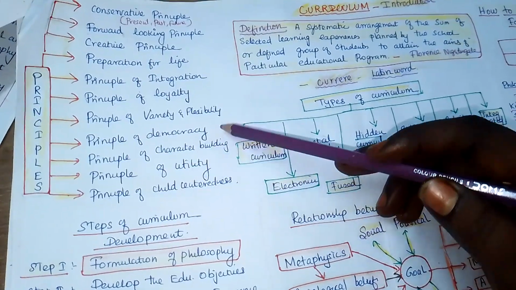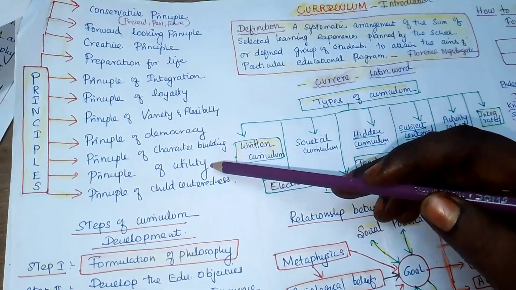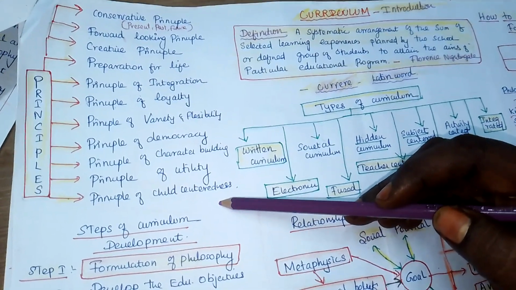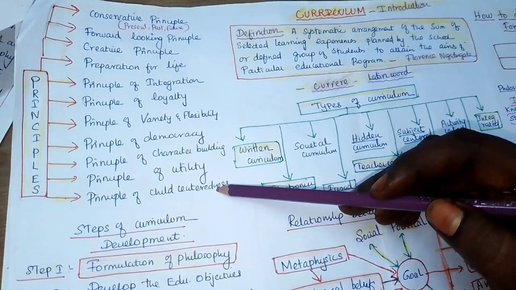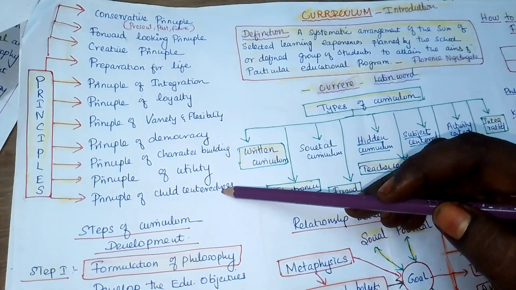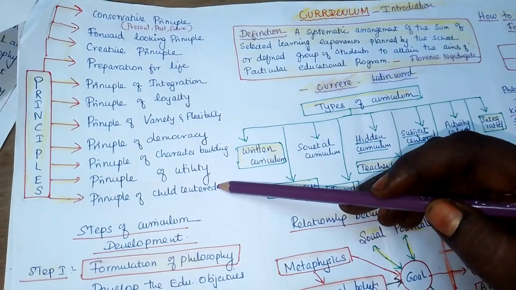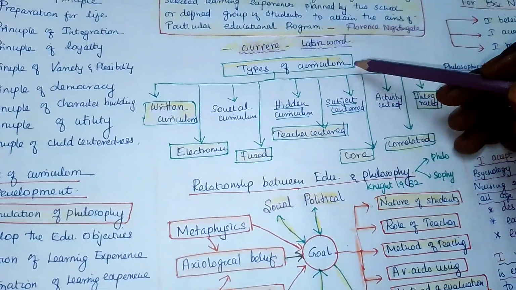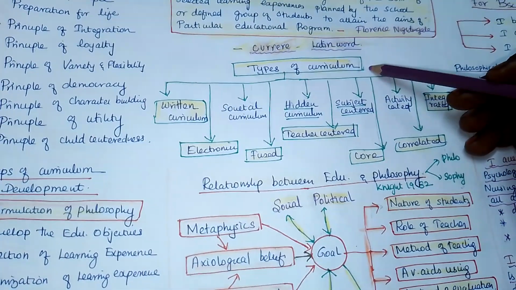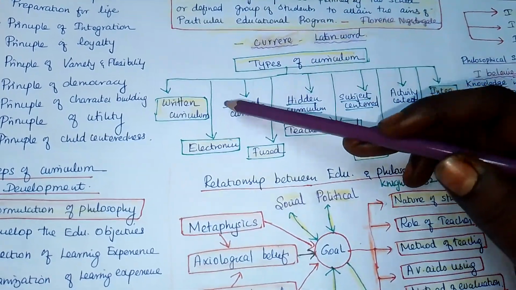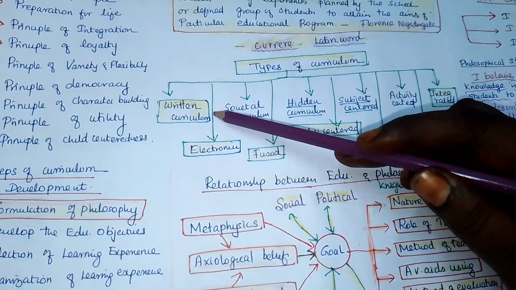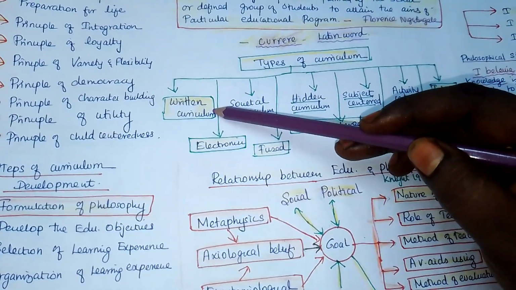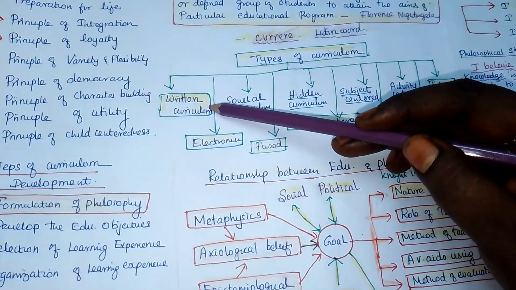The principles of character building. Then principles of utility. Principles of child-centeredness. Always the curriculum should be child-centered, not a teacher-centered curriculum, because they are the beneficiaries of the curriculum. So you have to follow these principles. What are the different types of curriculum? Something is the written curriculum. For example, the curriculum will be written by some experts for nursing. We will have a written curriculum.